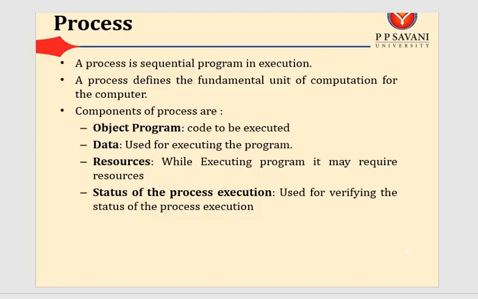Whenever we are executing the program, sometimes it may require resources. The resources are of many types. Maybe it requires hardware resources, software resources, based on the program which we have to execute. And last, the status of the process execution. That is used for verifying the status of the process execution. So in very simple words, whenever any program is executed, the number of processes executed means a process is an execution.